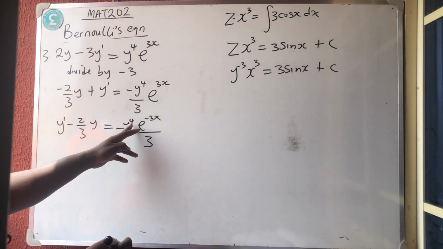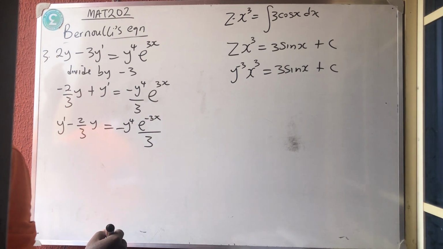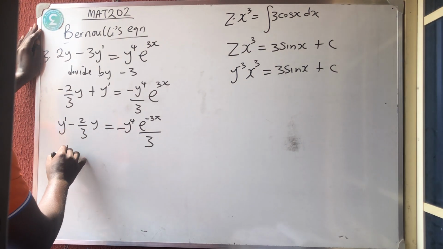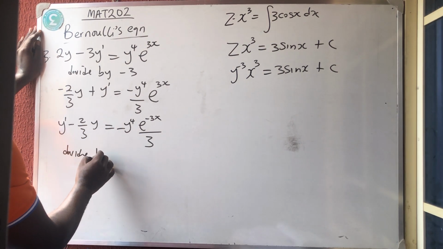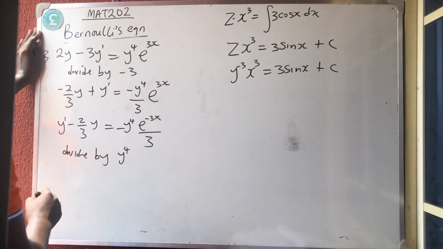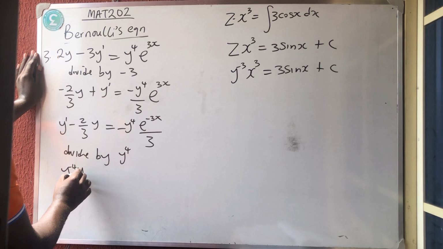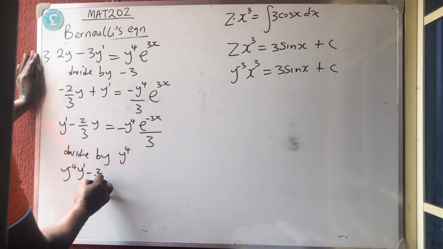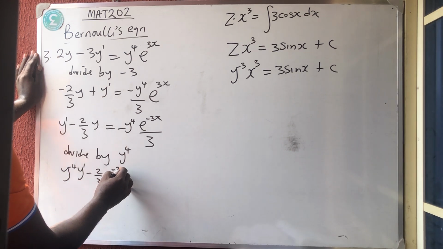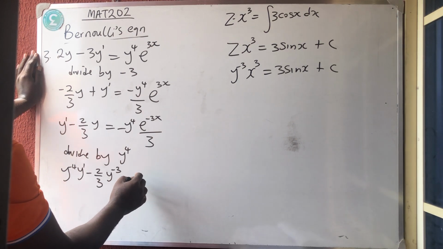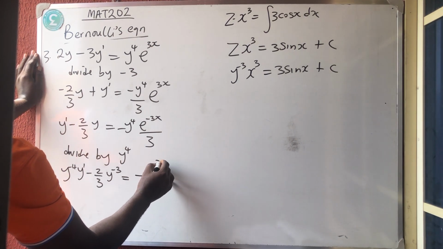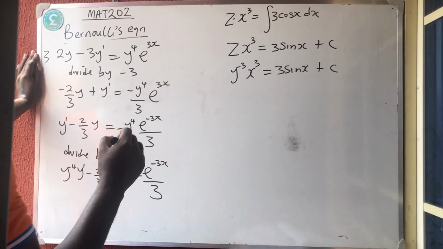So the problem is this now. So let's divide everybody by that y raised to power 4, which is the problem. So here I'm having y raised to power minus 4 y prime minus 2 over 3 y raised to power minus 3 is equal to minus e raised to power minus 3x all over 3.